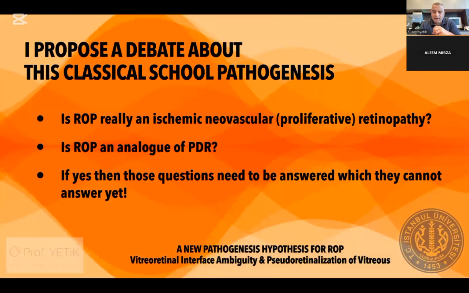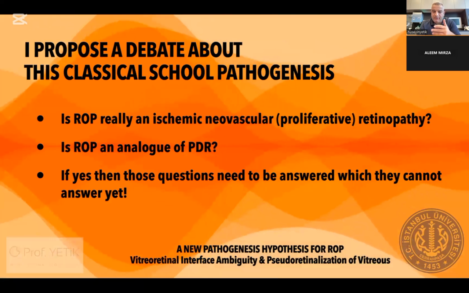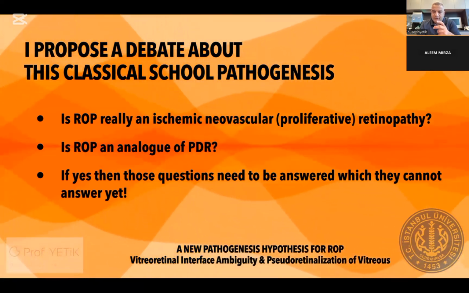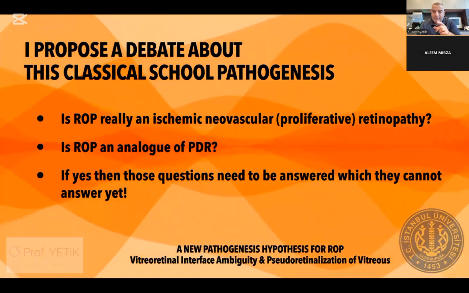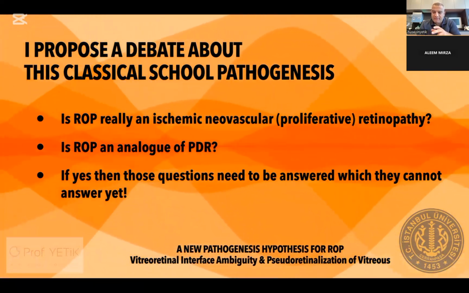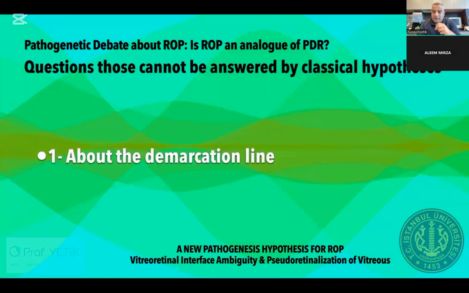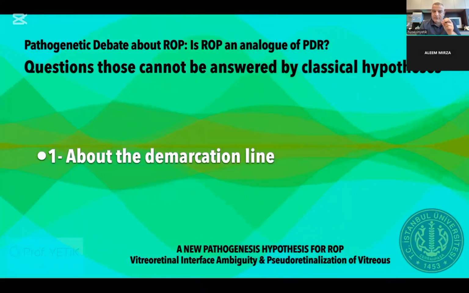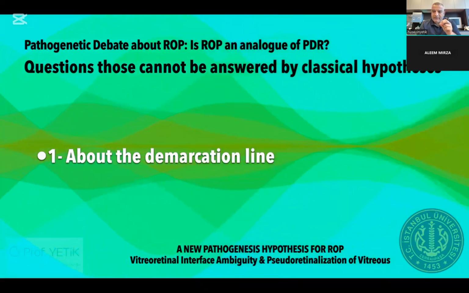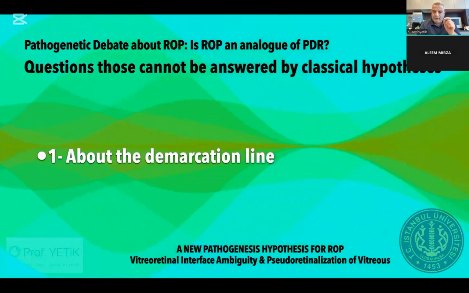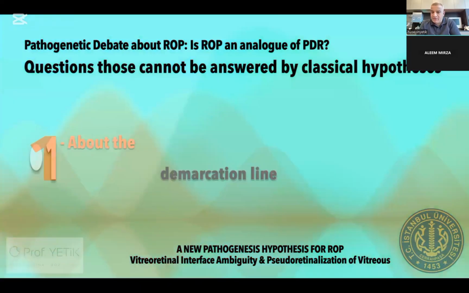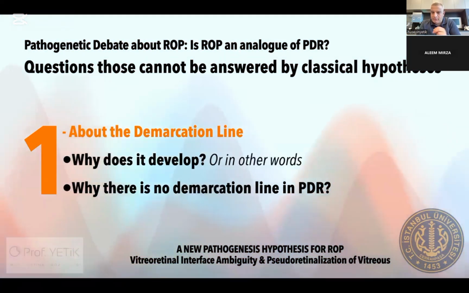But if it is neovascularization, then there is a question of whether ROP is an ischemic neovascular process or an analog of PDR. There are so many questions that those pathogenesis hypotheses cannot explain. First, about the demarcation line: why does the demarcation line occur? Those known hypotheses cannot explain it.